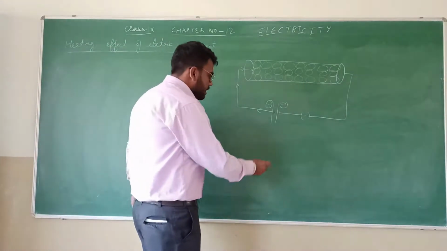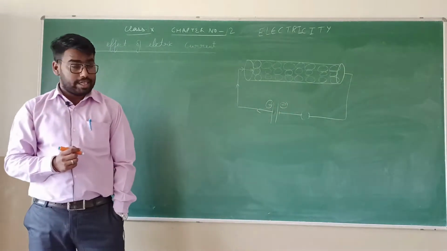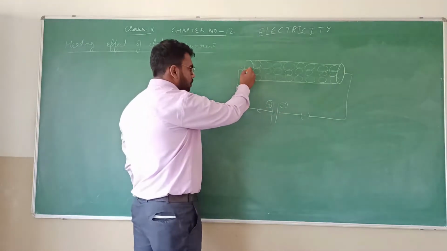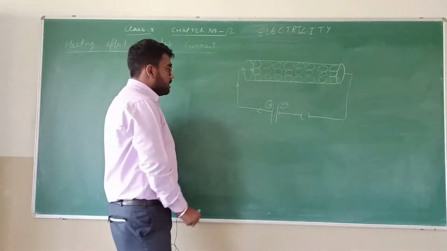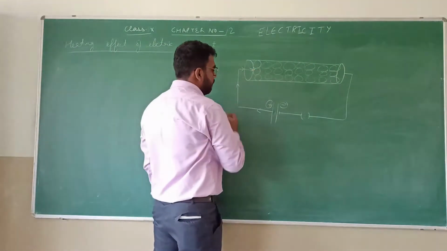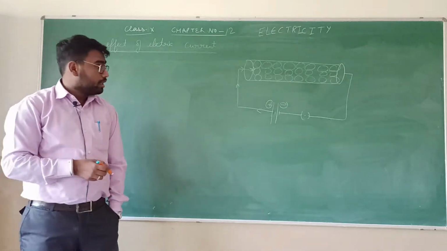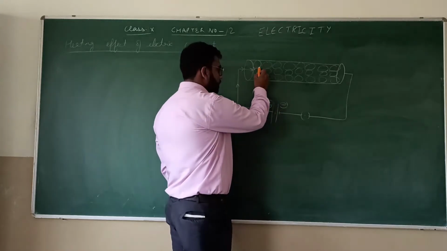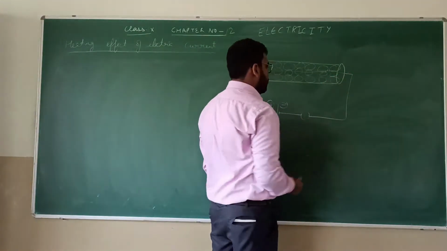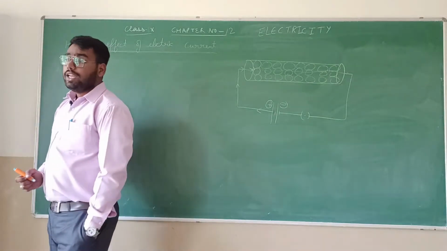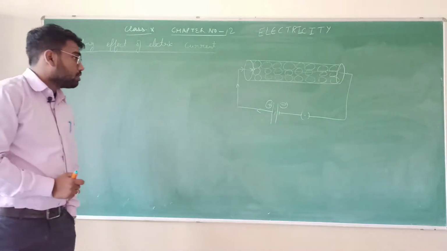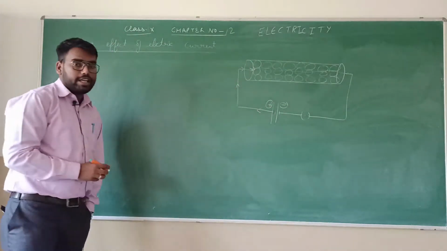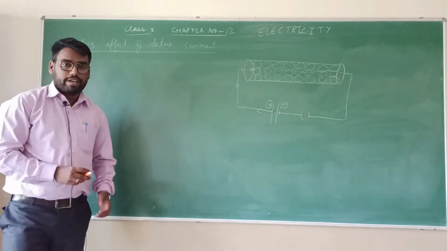Since the battery is applying potential difference, that means the battery is doing work, it is giving energy to the charge, so it has to flow. What will happen now? This charge particle will collide with these atoms of the wire and come to the other side. Due to this collision, energy is produced, and we call this heat energy. So this is the heating effect of electric current.